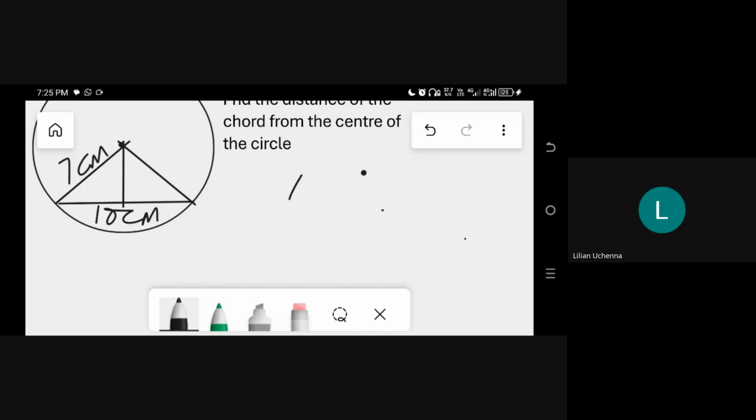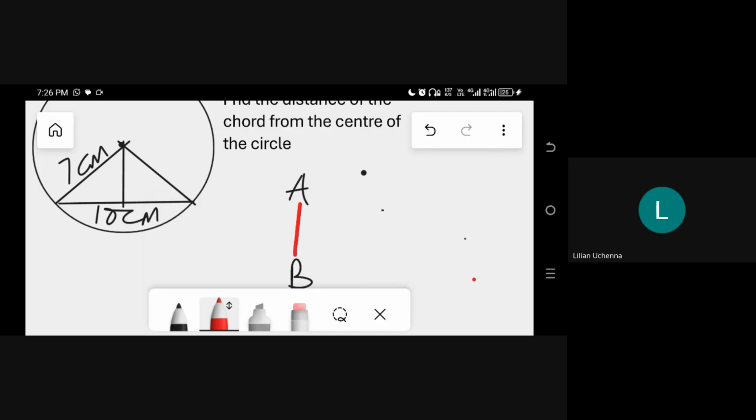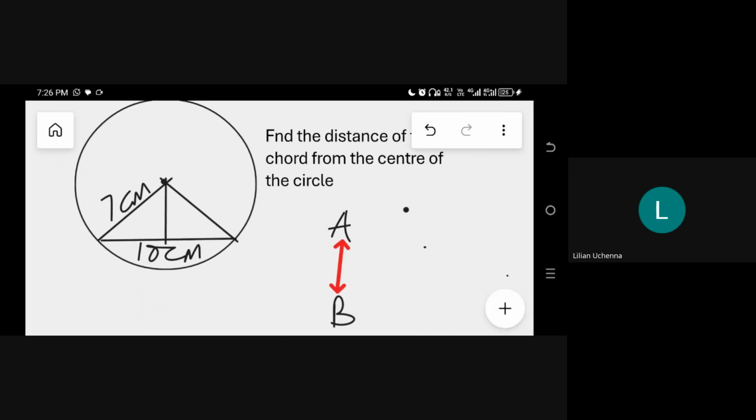Let's say we have a point A and a point B, and someone is saying find the distance between A and B. You are actually looking for this here, the distance between A and B. This is what you're looking for. That's the arrow there, the distance between A and B. That's what you're looking for. Now look at this here.